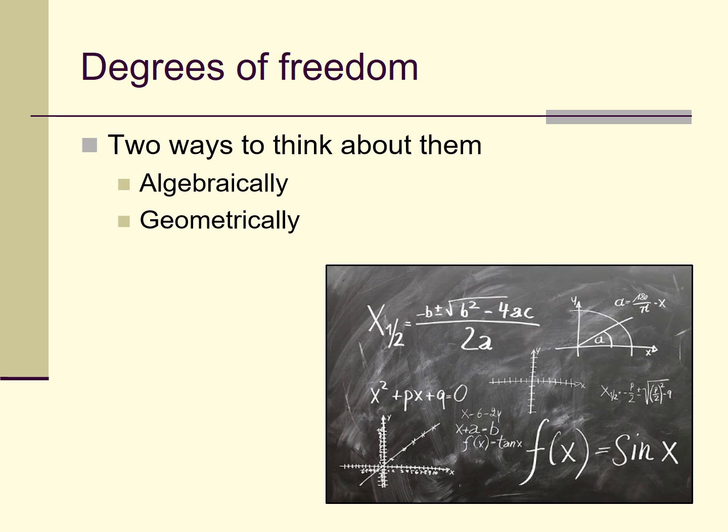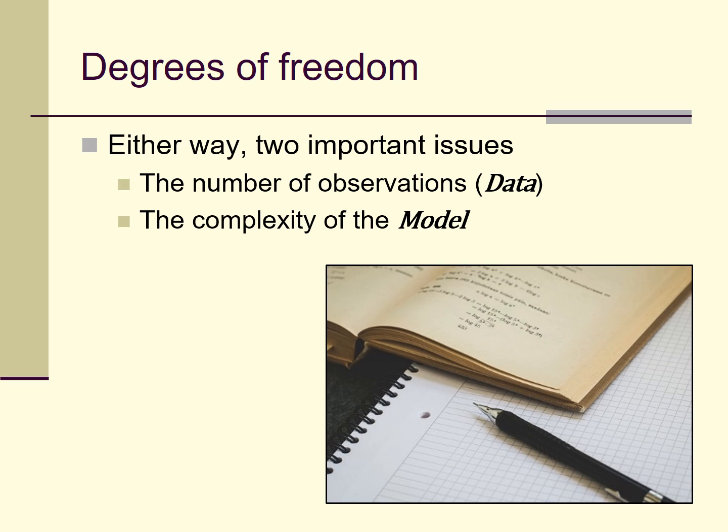To my mind, there are two ways to think about degrees of freedom. One way is algebraically, and the other way is geometrically. Either way you think about degrees of freedom, there are really two important issues. The first is the number of observations that we're dealing with. That's our data. And the second is the complexity of the model that we're applying to that data. So here we are again with those ideas, data and model, from our generic equation, which we keep going back to. Those two ideas are important for thinking about degrees of freedom, whether you choose a more algebraic or a more geometric way of looking at them.